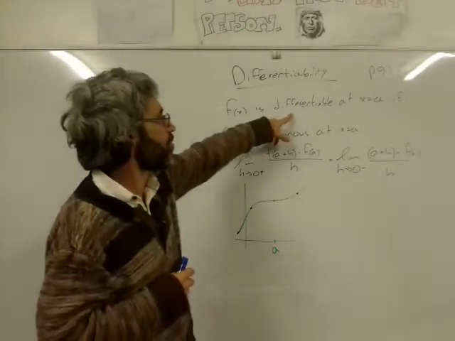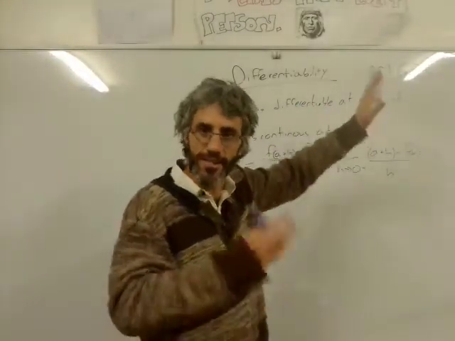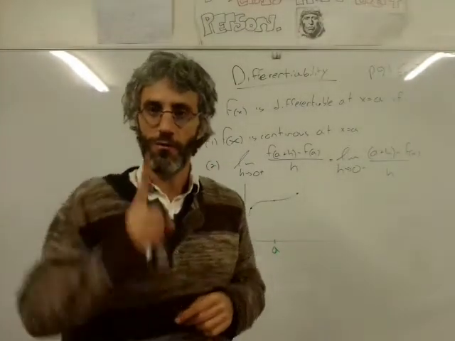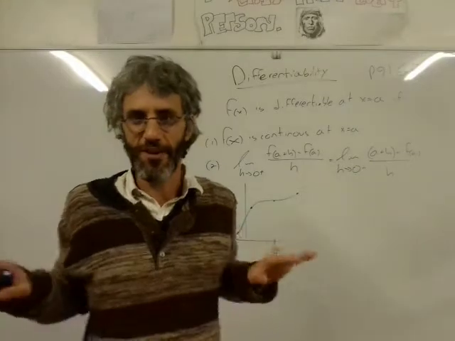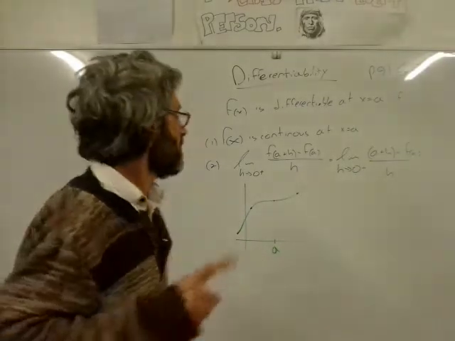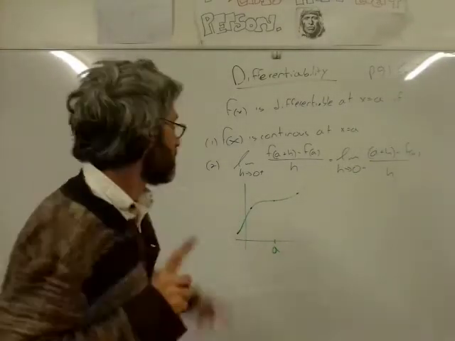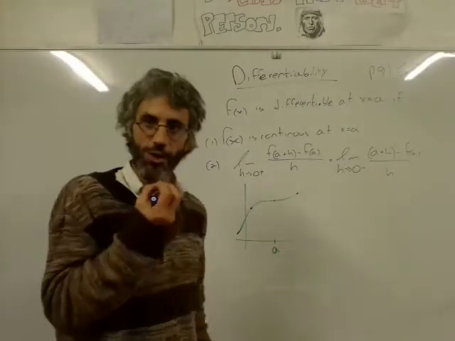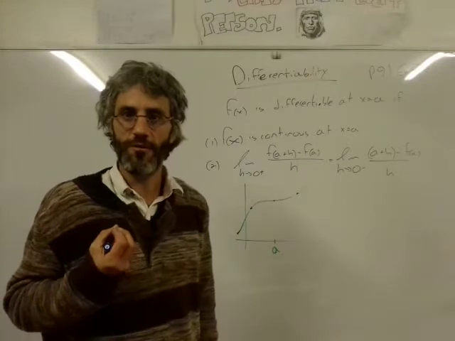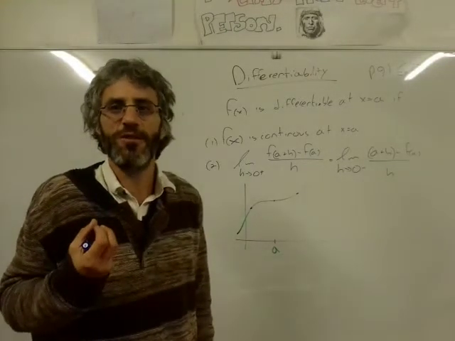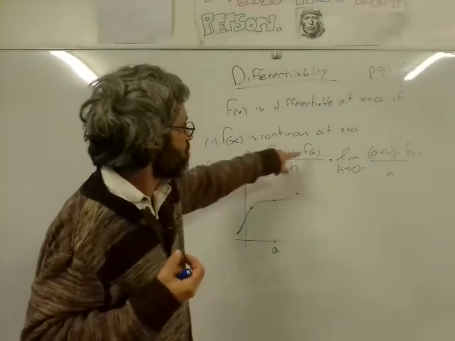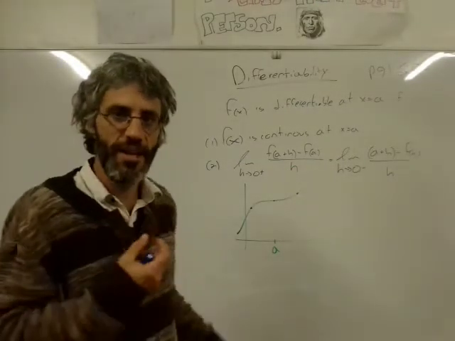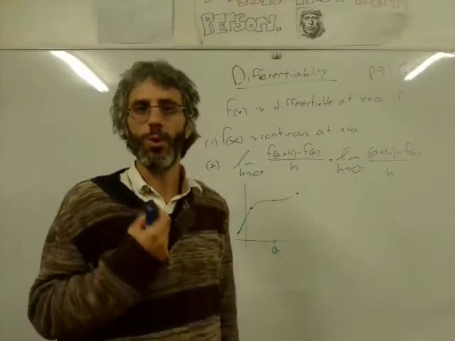A function is differentiable at a specific x, let's say x equals a, if, first of all, it has to be continuous. So if it's not continuous, then it definitely can't be differentiable. Okay? But that's just one condition. The second condition is that you've got a value for the derivative of f. What is the definition of a derivative? It's the difference in the y divided by the difference in the x, where the limit of the difference in the x approaches 0.